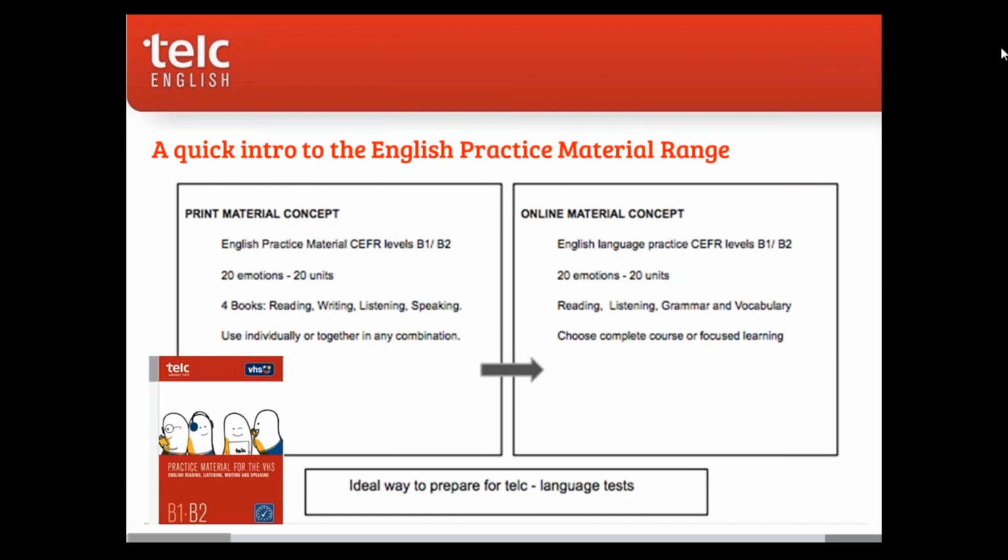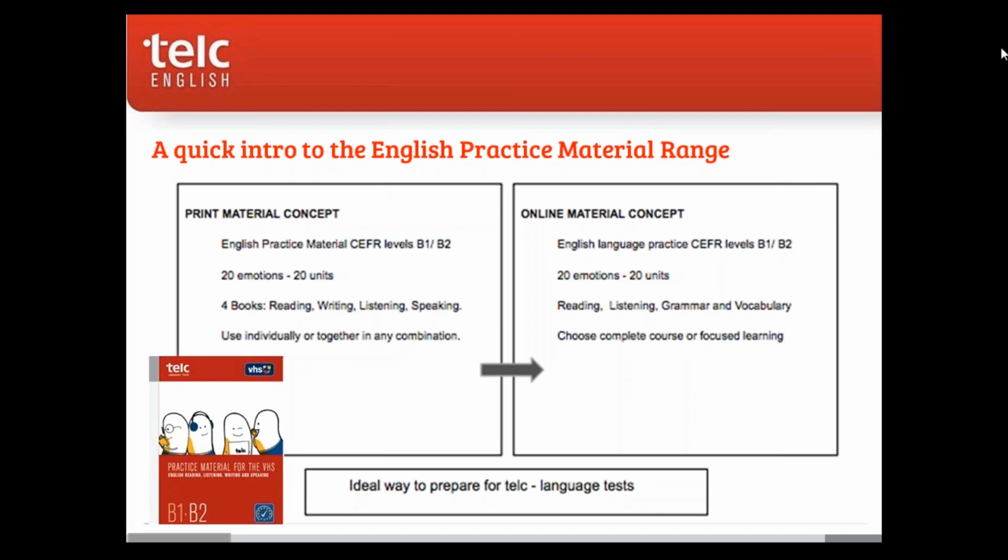So this is very popular, and telc created some print materials to go along with that. They were 20 units of 20 emotions. So they took a different angle than the usual topic approach, you know, my family, my job, my holidays, etc. Instead, they looked at emotions. And there were 4 books, each for a skill, and they could be used individually. So teachers who were teaching conversation classes could also use these. They didn't have to be used as exam preparation, but they were good companions, let's say. Or you could use them in any combination.